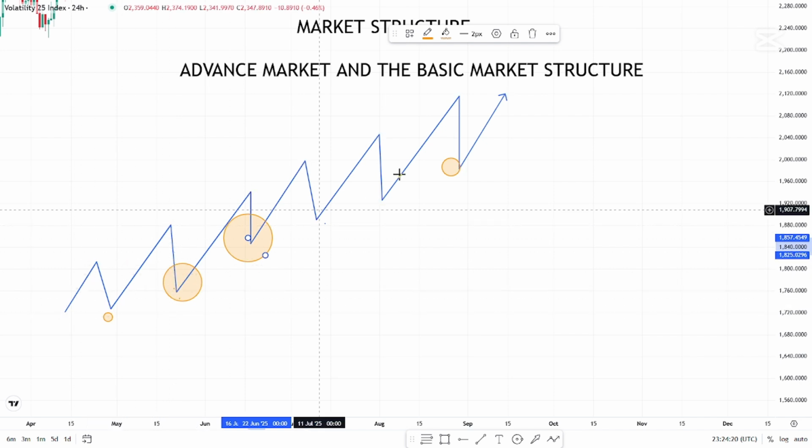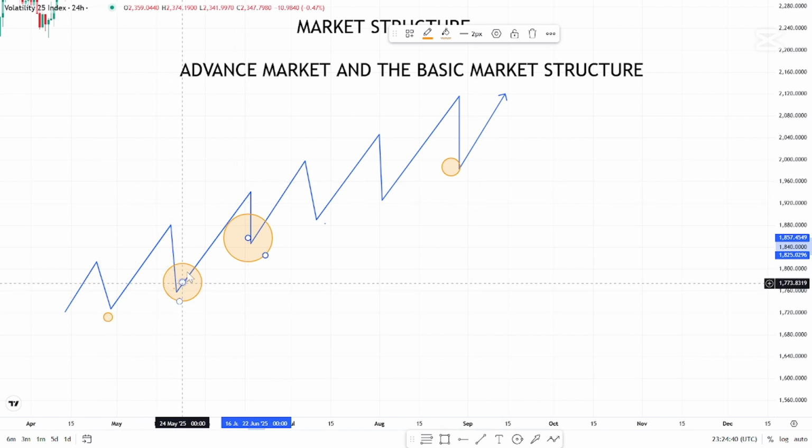This is how the basic market structure moves. The market moves in a way that is more simple for you to identify your entry, your close, your support, your resistance level, and then you know that if the market is bearish or if the market is bullish, you know the next place to take your entry.